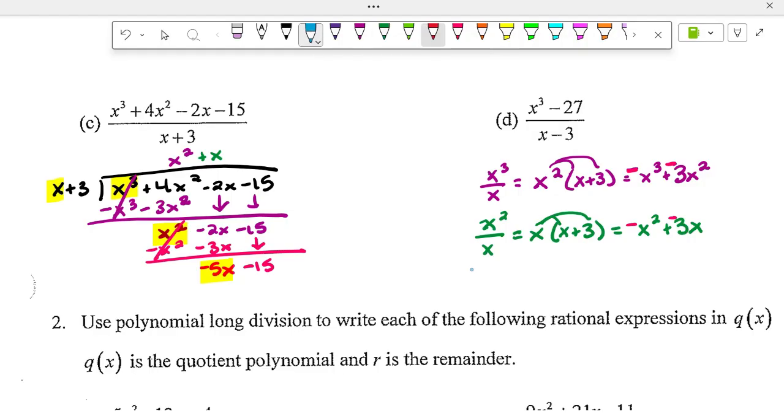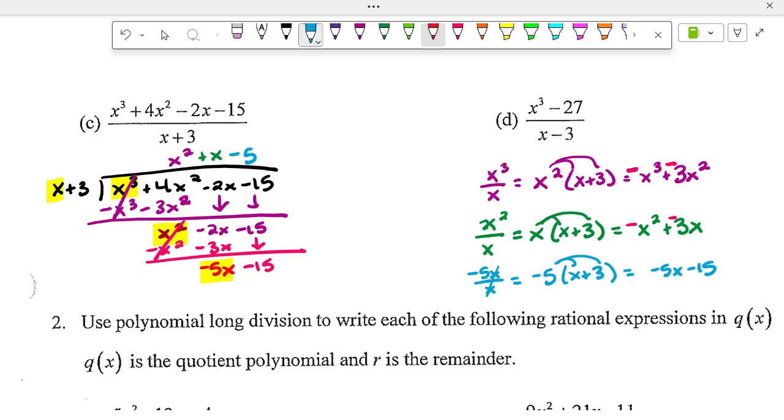All right, so I got negative 5x divided by x, which is what, Anna? What's negative 5x divided by x? Good. Those cancel, I get negative 5. So I write that up here. Shh. What's my next step? David. Multiply 5 by x plus 3. And that'll give me what? Good. So that's what I'm subtracting by. So what do I do next?